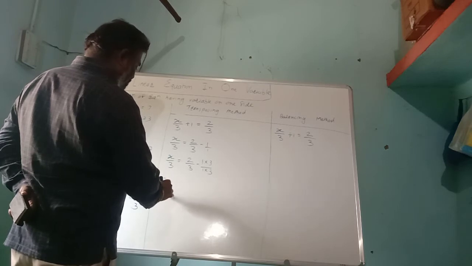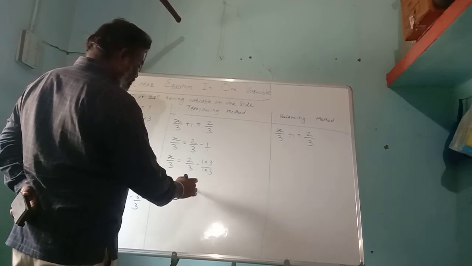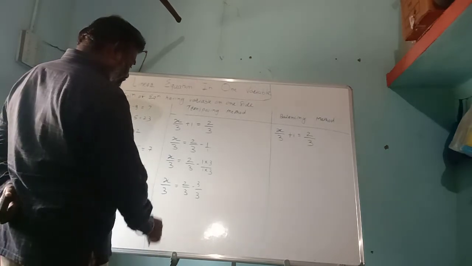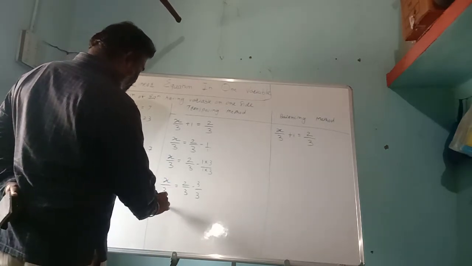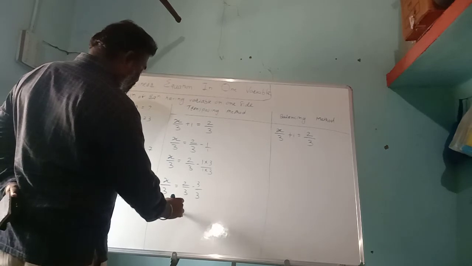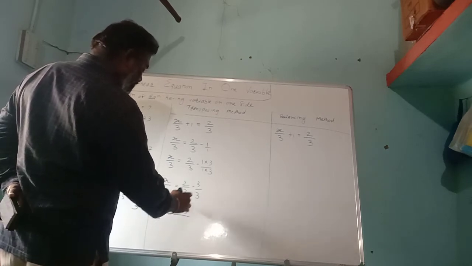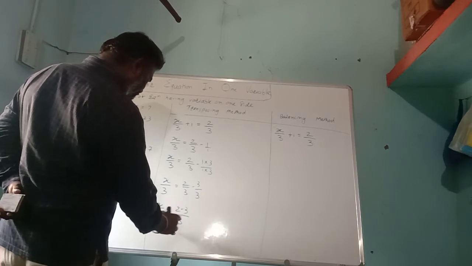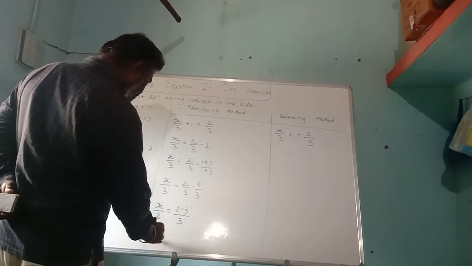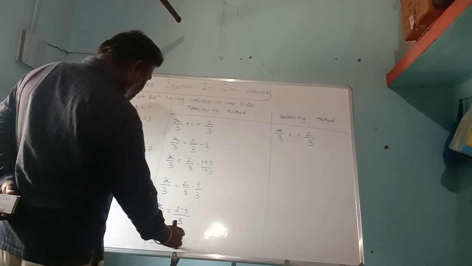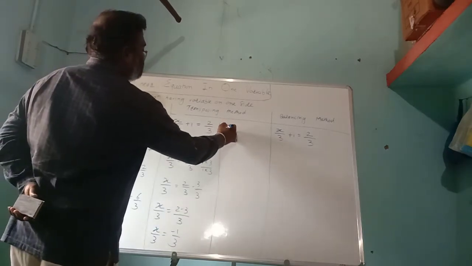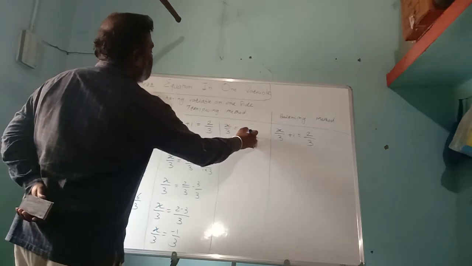x by 3 equals 2 by 3 minus 3 by 3. Hence x by 3 equals, the denominator is the same, 2 minus 3 by 3. Hence x by 3 equal to minus 1 by 3. It is minus 1 by 3. Now x by 3 equals minus 1 by 3.